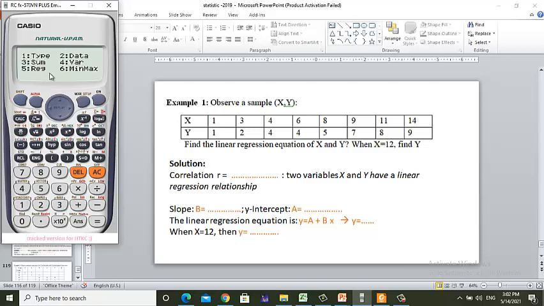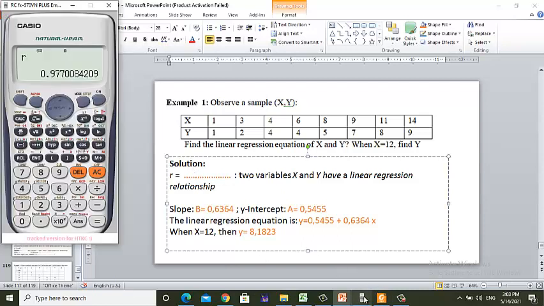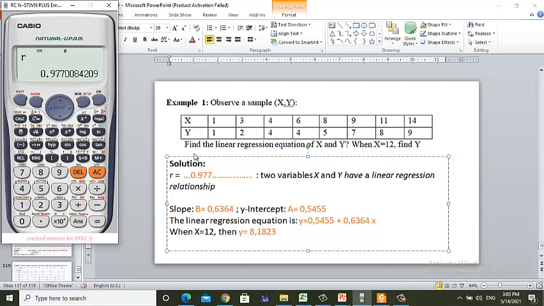So I have this regression number 5, and this number 3, equal. So here is the number: 0.977. You can write all of this as just 0.977. With this correlation near 1, the two variables x and y have a linear regression relation because the relation between x and y is strong.